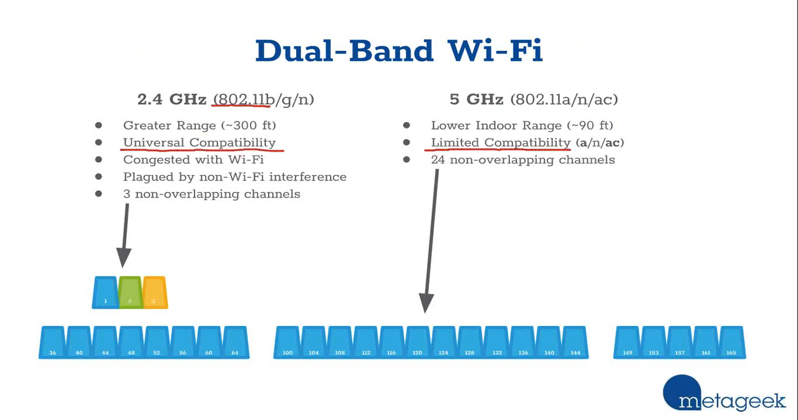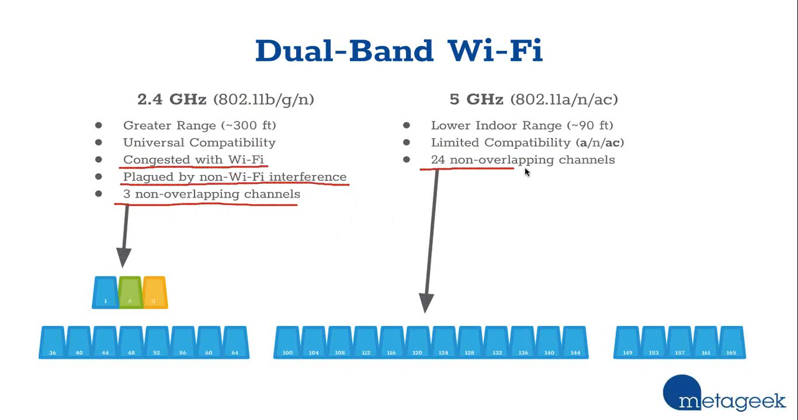And perhaps the biggest problem, one of the biggest problems anyway, with 2.4 is that it is highly congested with Wi-Fi. There's tons of Wi-Fi devices there, and it's plagued with non-Wi-Fi interference. Things like cordless phones, wireless video cameras, microwave ovens, baby monitors, the list goes on and on. The thing that bugs me about 2.4 gigahertz the most, though, compared to 5 gigahertz, is that it has only three non-overlapping channels. There's only three channels to work with, whereas in the 5 gigahertz band, we have 24 non-overlapping channels.